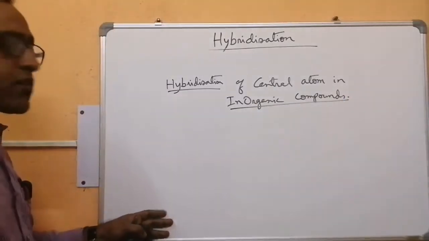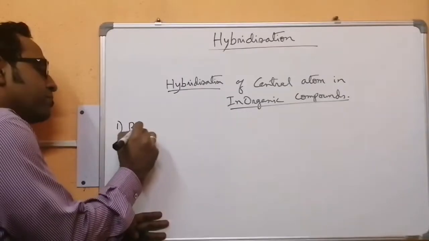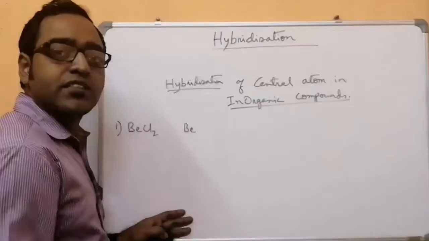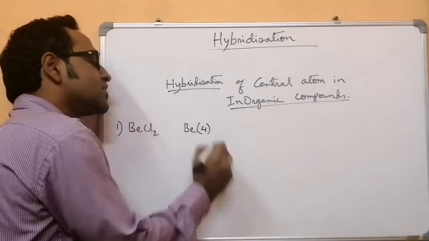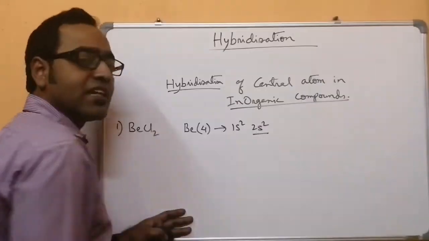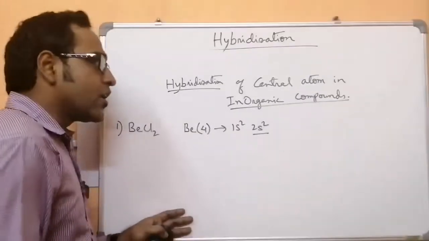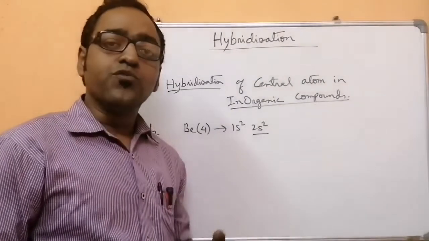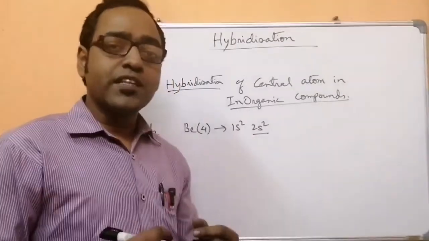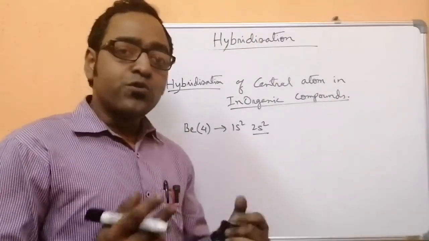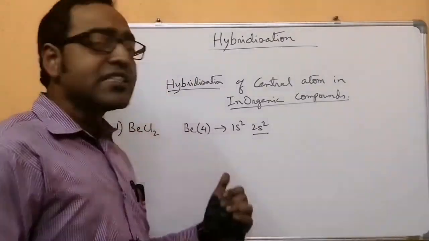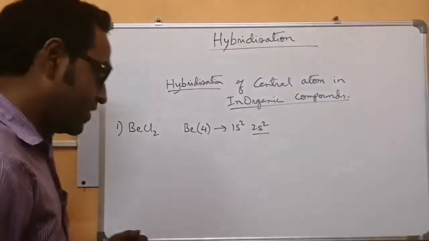Okay. Let's start with the first example, BeCl2. What is the electronic configuration of beryllium? The atomic number is 4, so the electronic configuration is 1s2, 2s2. So in the valence shell, it has only 2 electrons. In the calculation of hybridization, we will use VSEPR theory. If you know VSEPR theory, then very good. And if you don't know, you can go through my previous video on VSEPR theory so that it will be easy for you to understand hybridization.